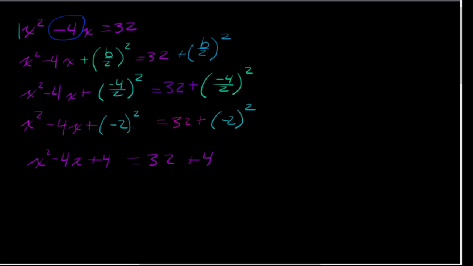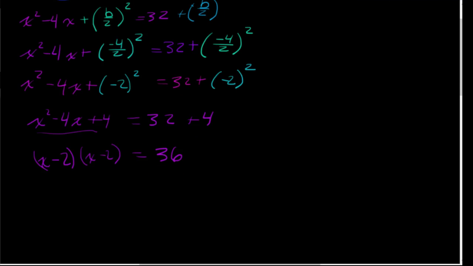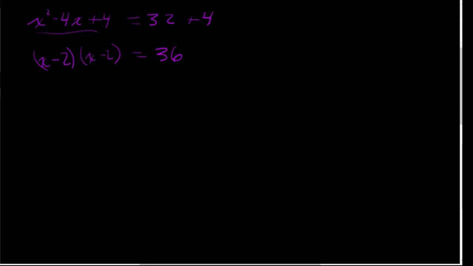So now that I've got this, I do have a perfect square. This can become x plus 2. Oops, that's not at all what I meant to say. Instead of becoming x plus 2, it will become x minus 2. X minus 2. 32 plus 4 is 36. This can be rewritten as x minus 2 squared is equal to 36.